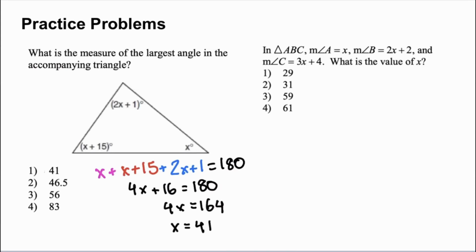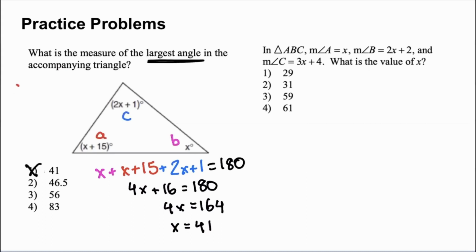But that's actually not what the question is asking. It's asking for the measure of the largest angle. So this 41 won't actually be the answer. It's kind of like a trick. We have to test each of the angles. So I'm going to label the angles. We're going to say that this is angle A. I'm going to say that this is angle B. And this one right here is angle C.